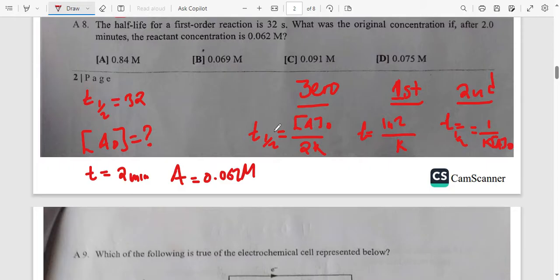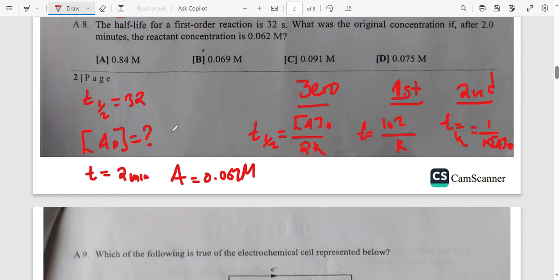So this is a question they can also give you in multiple choice. A zero order depends on the concentration of the reactant, the initial concentration, and also the rate constant. A first order reaction does not depend on the initial concentration, as you can see from here, while a second order would depend on the initial concentration and everything.